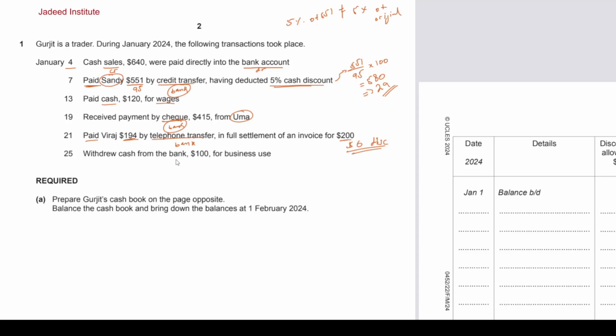Withdrew cash from the bank, $100 for business use. Give you a second to tell me what that type of transaction is called. 1, 2, 3. That's a contra. Okay, a contra entry. So withdrew cash means cash going down from the bank. My apologies. Cash going up because we are taking money out of the bank. That's credit.